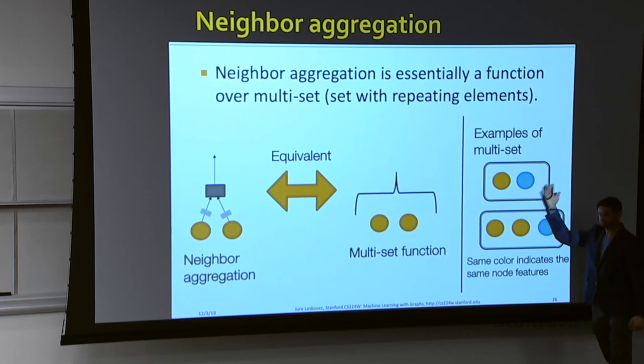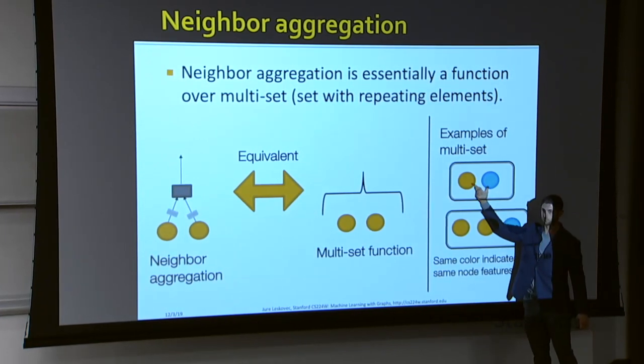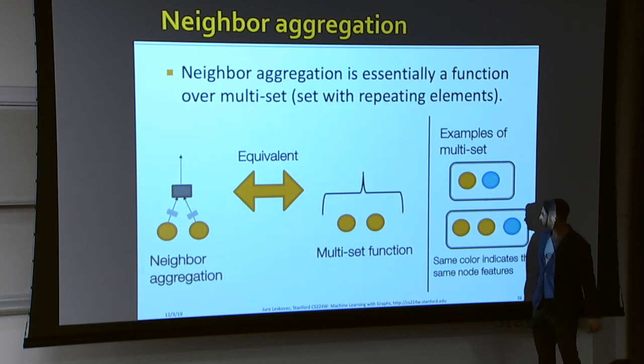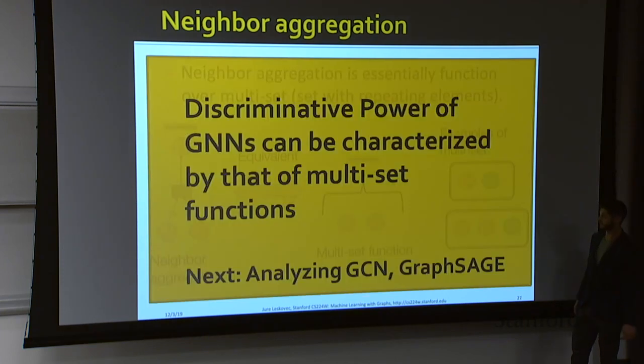These are just some additional examples of multiset that you can think about. In this case, you will have two neighbors and they have different features. Or in this case, that's why we care about a multiset, because there are 3 neighbors in total. 2 of them have the same features, 1 has a different feature set. Once again, every time the color is the same, it denotes that we have the same set of features. So that's why we work with multisets.